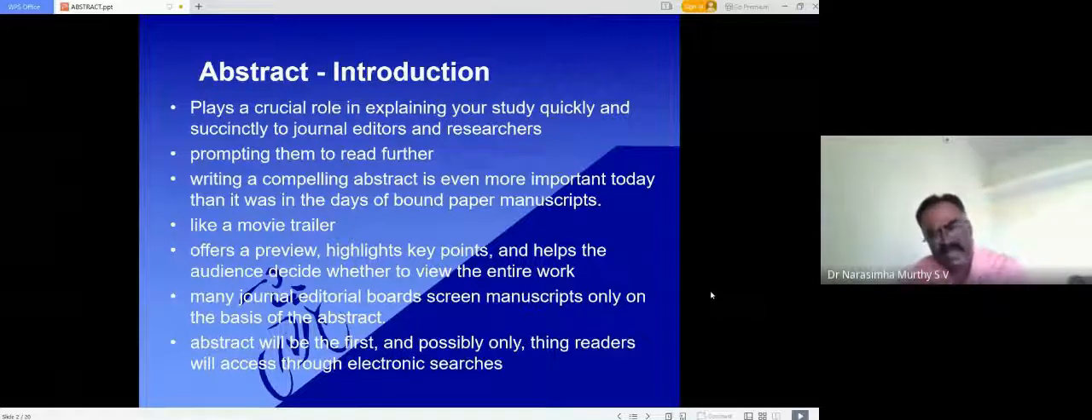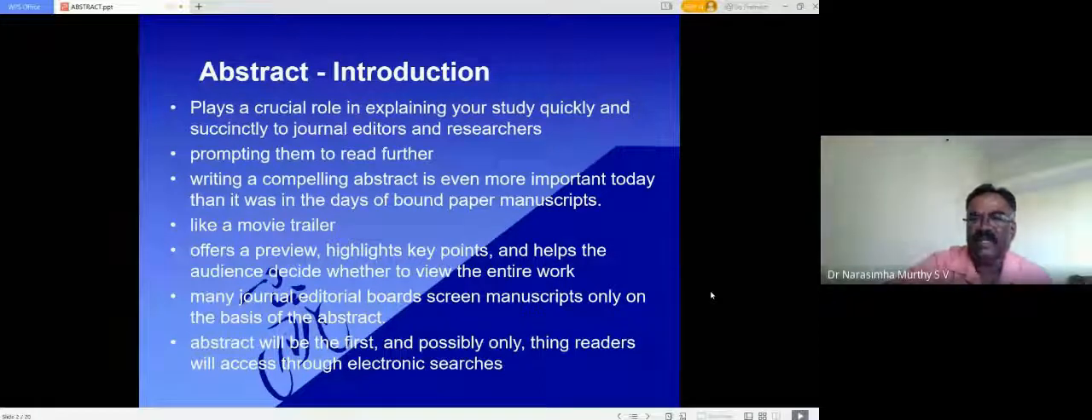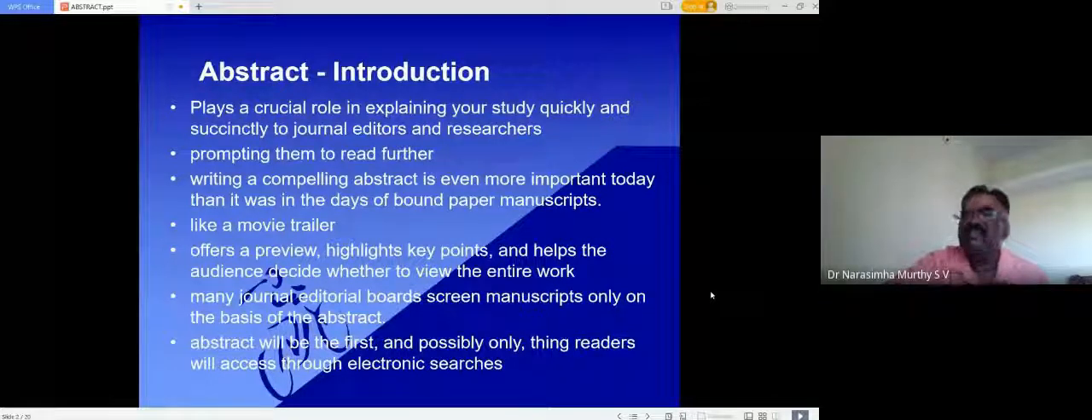Remember, writing a compelling abstract has become much more significant today because of online publication and the technical advancement that we have, which was not so particular during the days of bound paper manuscripts, because the reach and visibility of our article has become almost global these days.